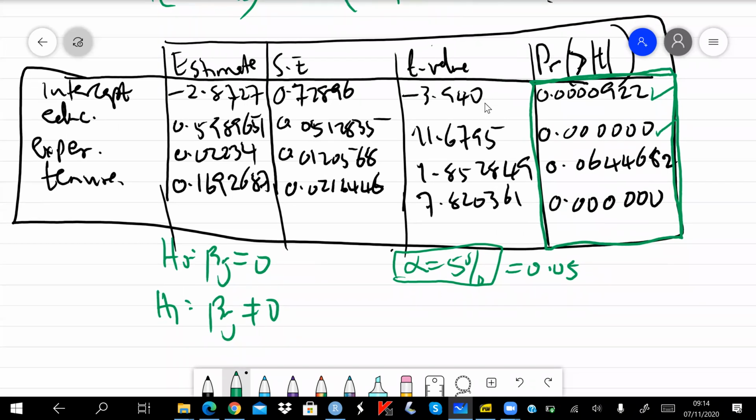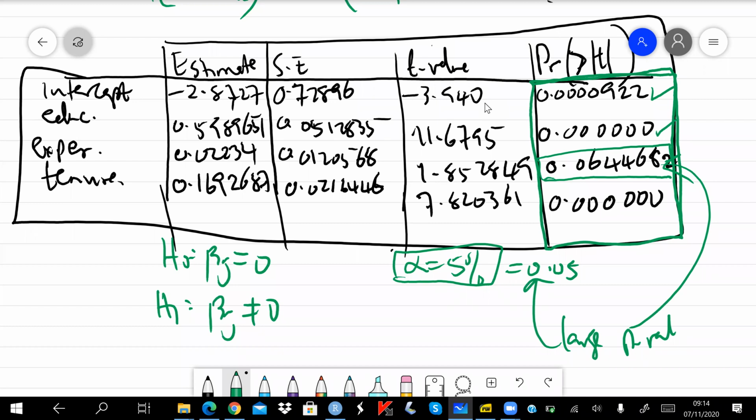Then when you look at the coefficient of the variable called experience, this is the p-value. Notice that it is larger. So the p-value here is large, because it is bigger than that. So that means that we have no evidence to reject the null hypothesis. So that means that we shall not reject that statement. So that means that this regression coefficient here is not significant.